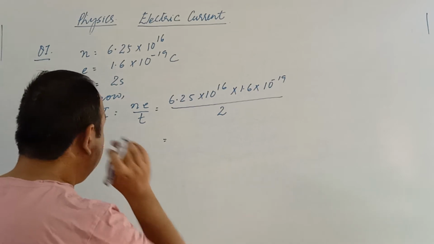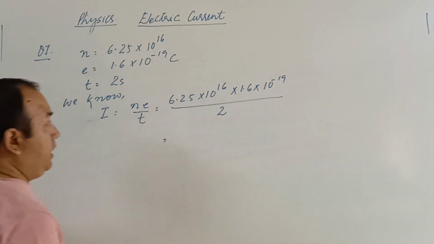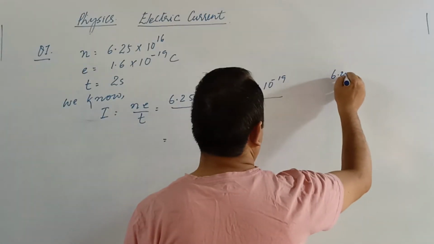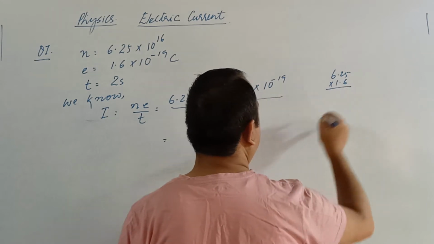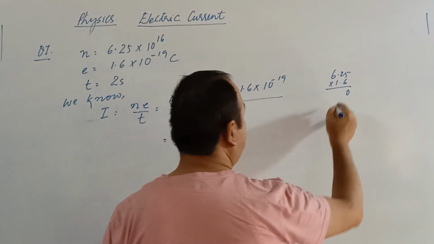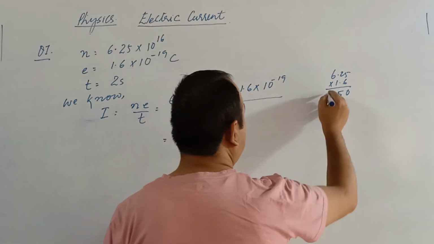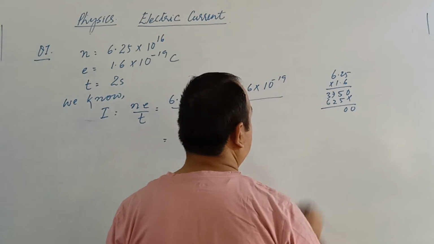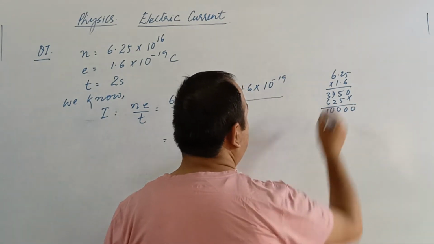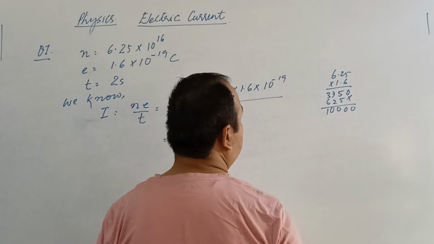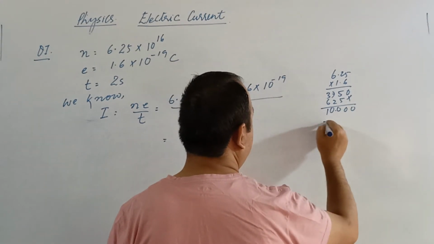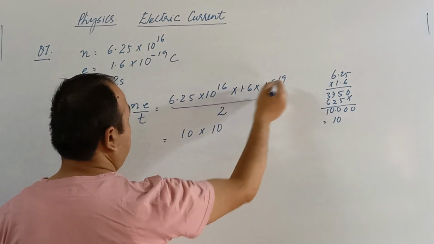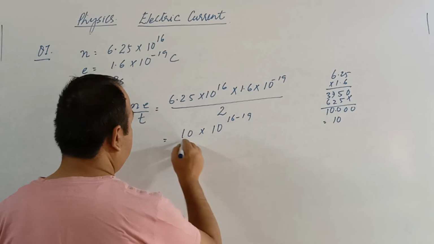Now how to simplify? Here number and number will multiply, and powers will add. So 6.25 into 1.6 is coming to how much? 6 into 5 is 30, 0 and 3 carry, 6 into 2 is 12, 12 plus 3 is 15, 5 and 1 carry, 6 into 1 is 6, 6 plus 1 is 7. Then 1 into 5 is 5, 1 into 2 is 2, 1 into 1 is 1. So after the decimal there are 2 digits in one number and 1 in the other, so total 3 digits after the decimal, and it's coming to 10. So 10 into 10 power 16 minus 19, divided by 2.